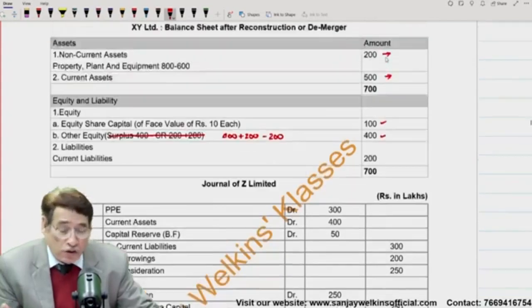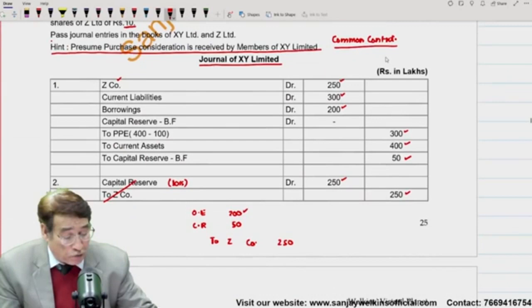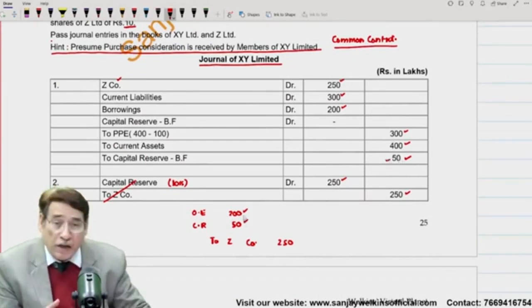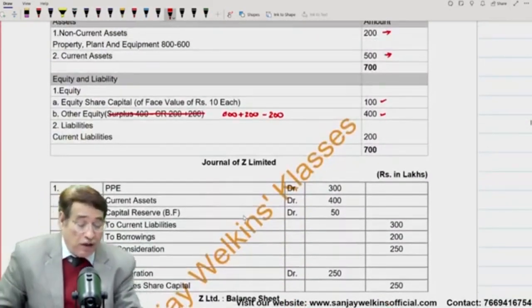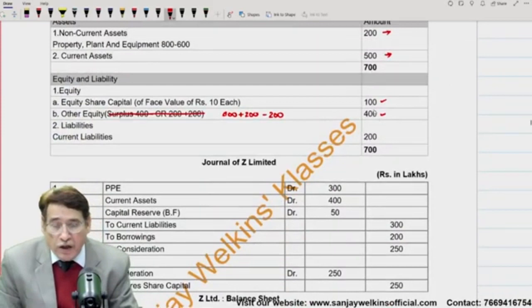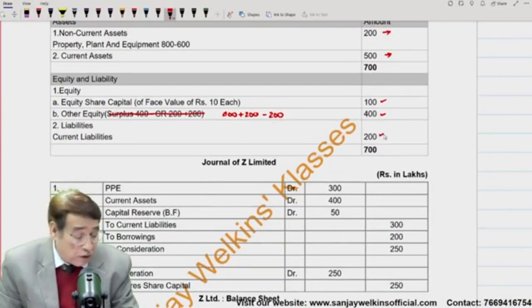And in this question, there is no capital reserve balance because whatever capital reserve was there, 50, got offset by the debit to capital reserve, 50. Is it clear to you? This is how you are going to write. So 400 will appear in the outer column, but in this manner, this is the way to reflect. Current liability of only 200 is remaining. So this is your balance sheet.